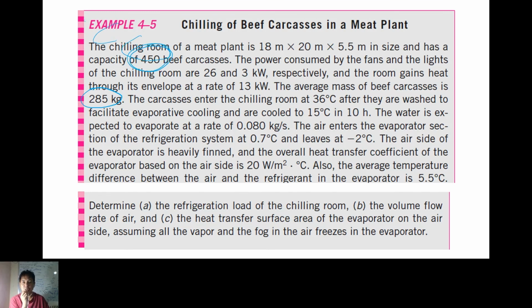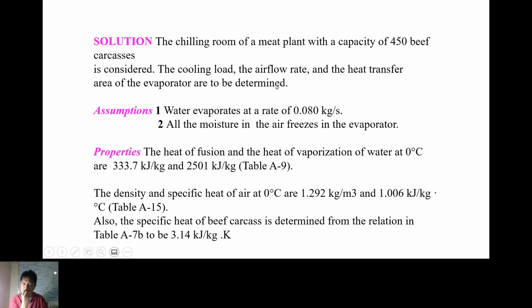Then the lights. Power consumed by the fan. Of course the fan is hot, it has a motor. So 26 kilowatts. The lights are 3 kilowatts, the fan is 26. Then the surroundings, the envelope, the walls and windows, 13 kilowatts. So that is our total, class.